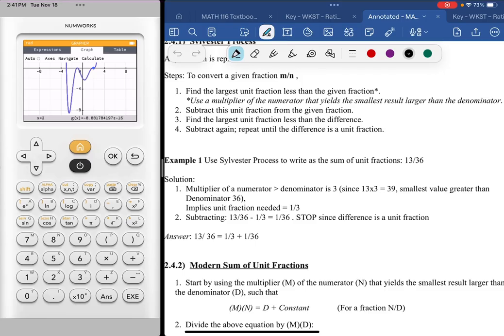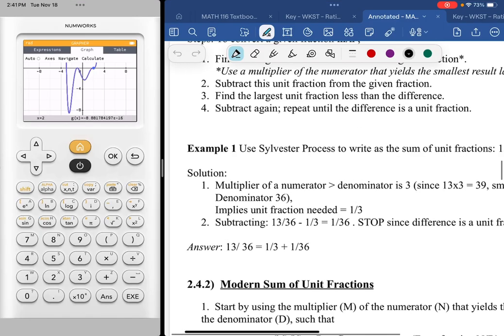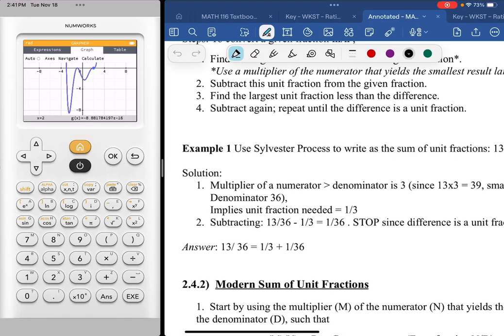So we're using the Sylvester process to write 13 over 36 as a sum of unit fractions. So I'll walk you through this one, and then I'll do another one on the side. Multiplier of a numerator. The denominator is 36. Or I'm sorry, greater than the denominator. The result is going to be 3. So that multiplier is equal to 3, and that is the smallest value greater than the denominator of 36. So let me just kind of show you that off on the side here.